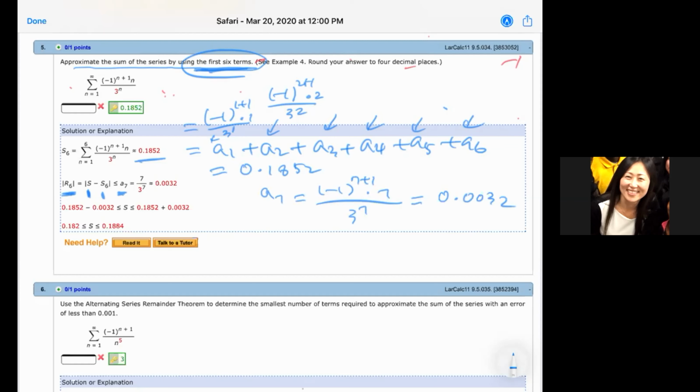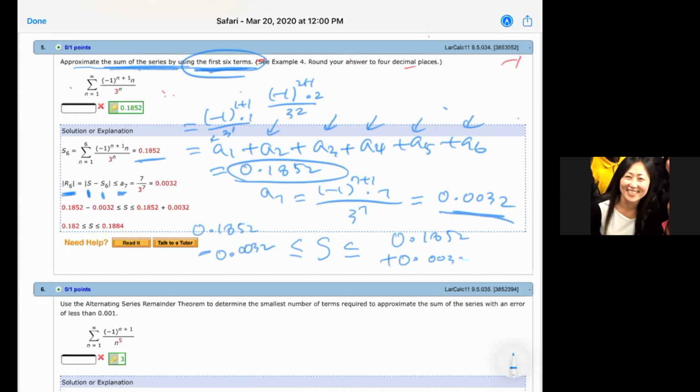So I need to figure out the sum of the infinite series. I can say my sum is in between this number, 0.1852, minus that number, 0.0032, or 0.1852 plus 0.0032, which is equal to that number. So that's how you do it.